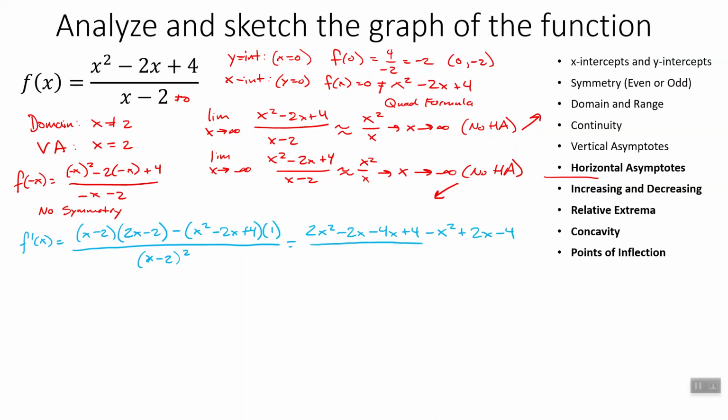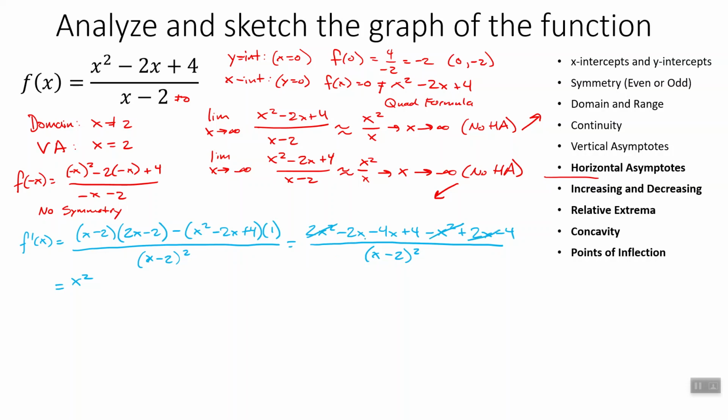All right, the bottom I'm just going to leave. I like it factored as it is. We pretty much always just leave the bottom when we do quotient rules. So we've got 2x squared minus an x squared, so that gives us just an x squared. So there's our x squared terms together.